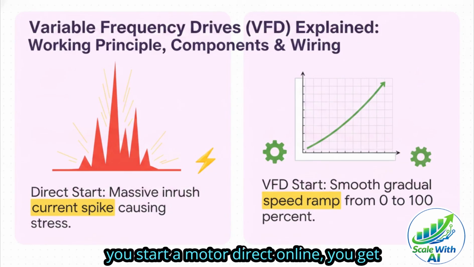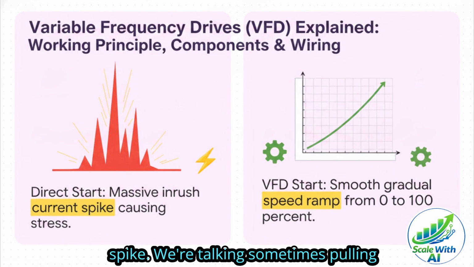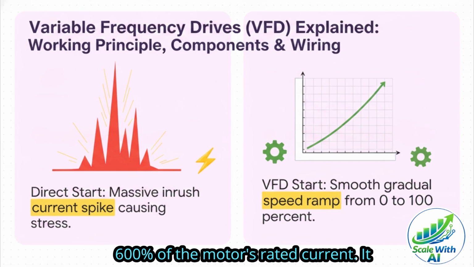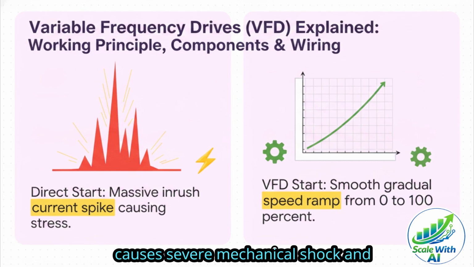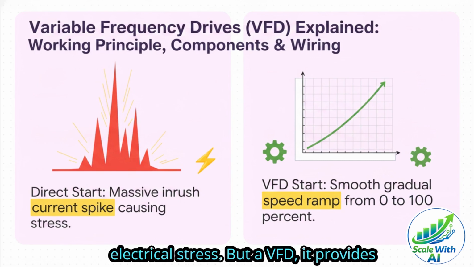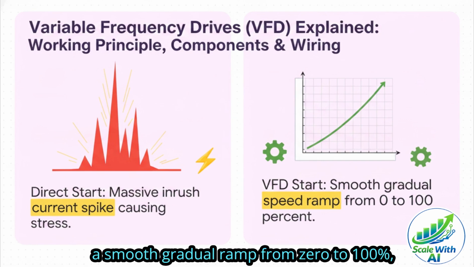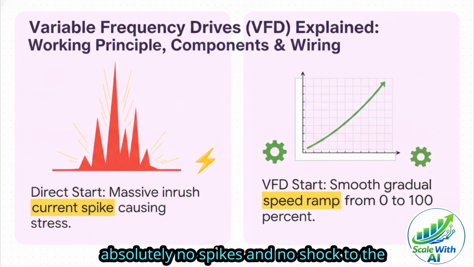If you start a motor direct online, you get this massive, violent inrush current spike. We're talking sometimes pulling 600% of the motor's rated current. It causes severe mechanical shock and electrical stress. But a VFD? It provides a smooth, gradual ramp from 0 to 100%. Absolutely no spikes and no shock to the system.